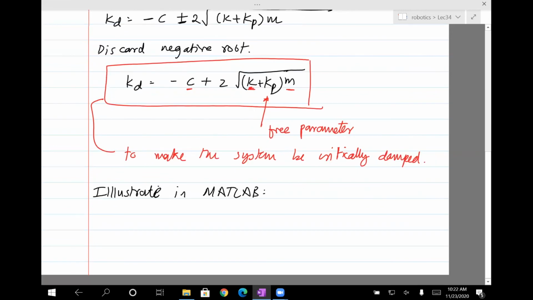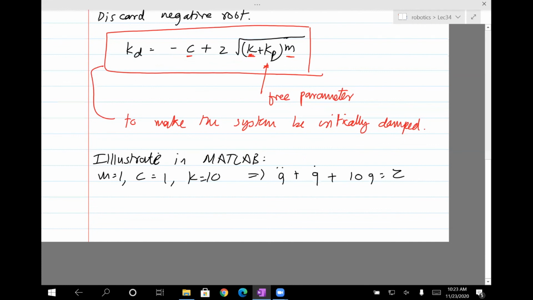What I'm going to do is take m equals 1, c equals 1, k equals 10. And so my equation is q double dot plus c q dot, so it's q dot, plus k q, so it's 10 q, equals tau. Okay, so then I would have tau equals minus kp q minus kd q dot.